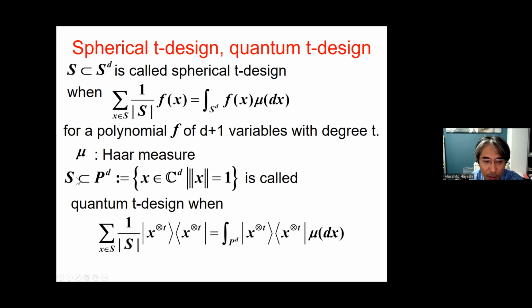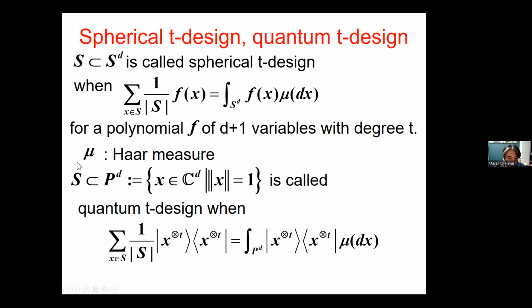So we consider its extension to the quantum case. In the quantum case, we consider a d-dimensional complex Hilbert space, and we consider normalization, and we consider its subset S. So here is the Haar measure on the set of pure states, and we have that subset, and we consider the uniform distribution on subset S. So we consider this equation. If that equation holds, then we call S a quantum T design.